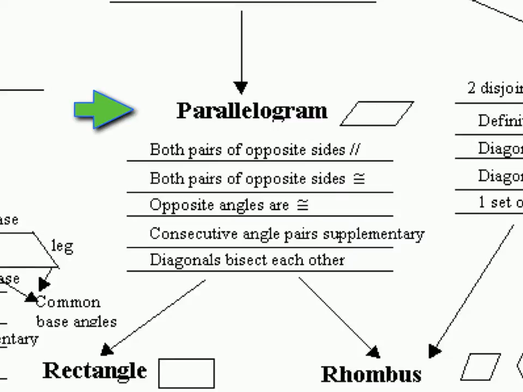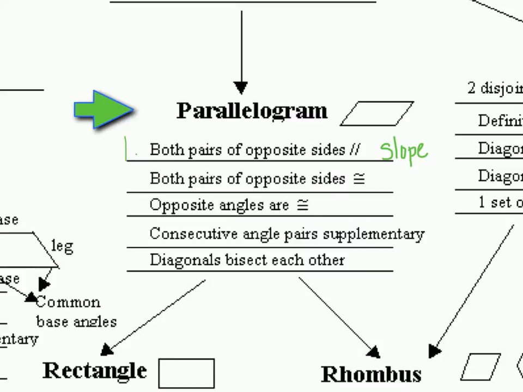Alright, so we're going to start by looking at parallelograms. Now there are 5 things that need to be true in order for a quadrilateral to be a parallelogram. The first is that both pairs of opposite sides are parallel. The way we can figure that out, again, is by using the slope.